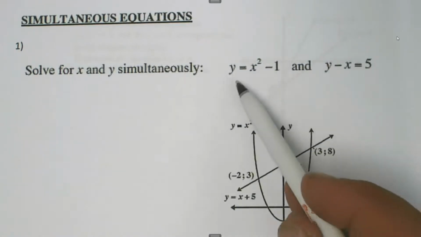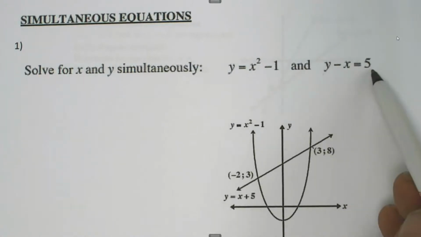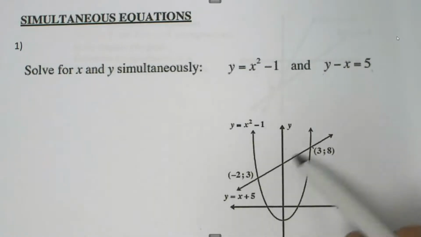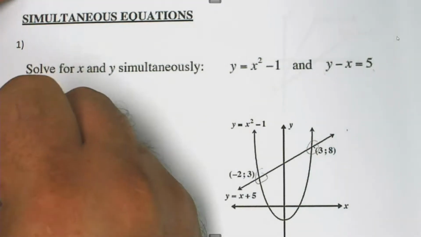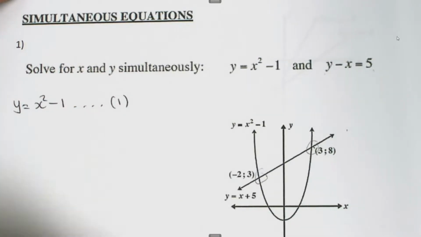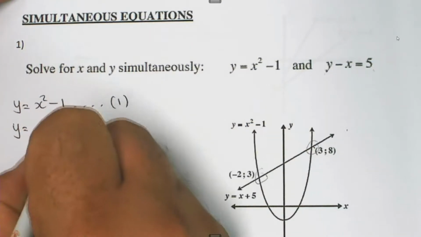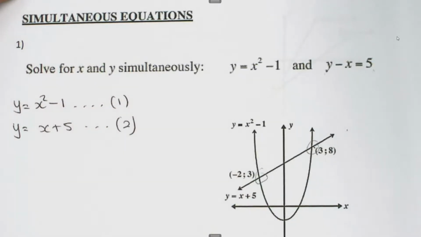So if this graph is y equal to x squared minus 1, which is the parabola, and this graph is a straight line graph, y minus x equal to 5, or y is equal to x plus 5, which is that, and we need to find the point of intersection between the two graphs, we need to solve simultaneously for these two equations. So we're going to say y is equal to x squared minus 1, that is equation 1. And we're going to make y the subject of the formula here. y is equal to x plus 5, that is equation 2.